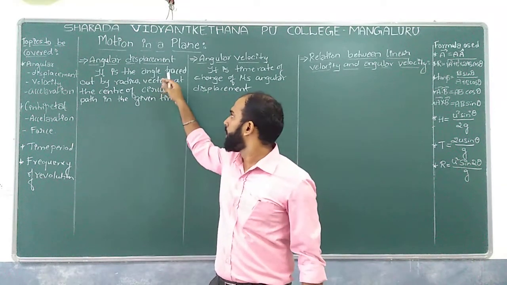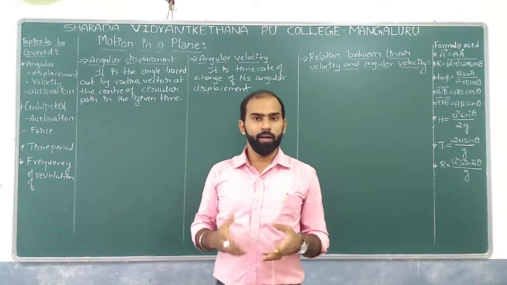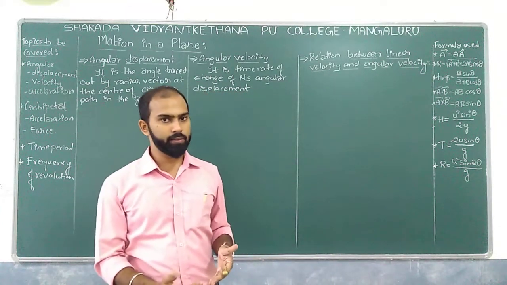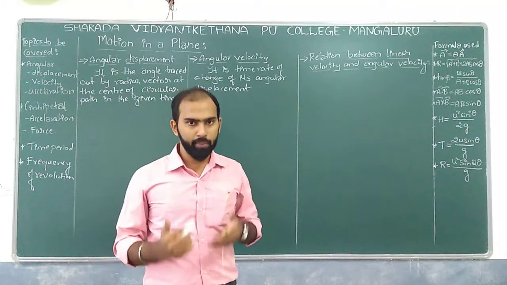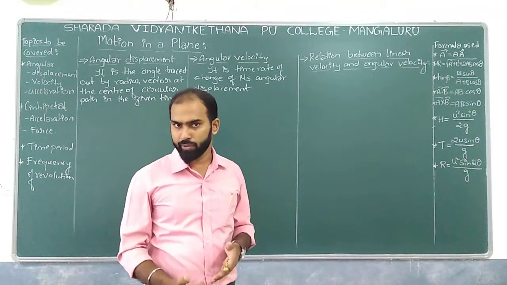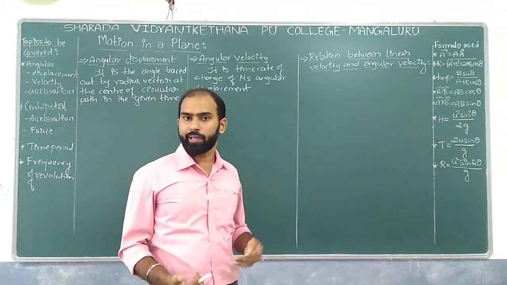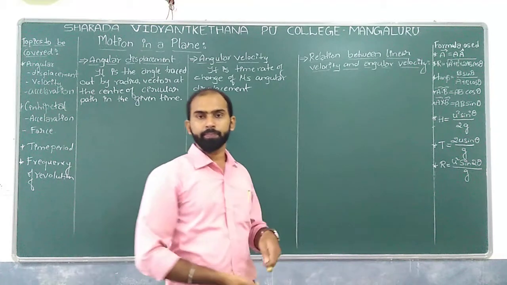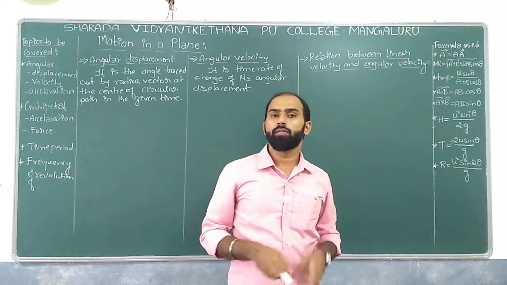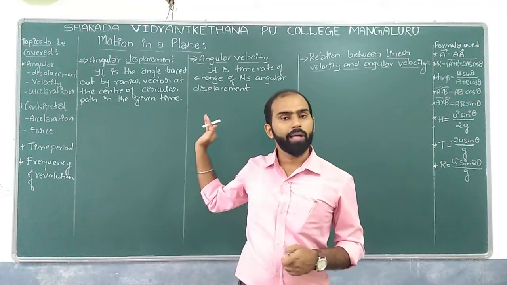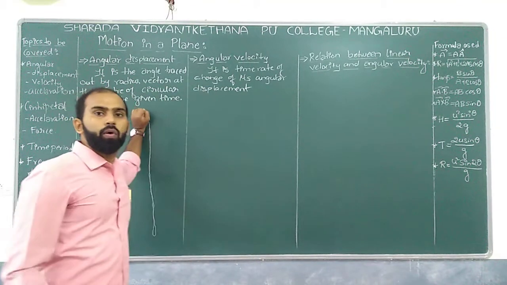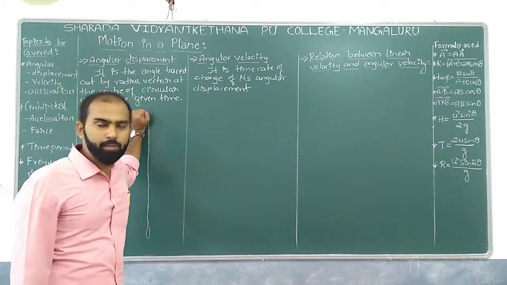Initially we'll discuss what exactly angular displacement is. Obviously you know linear displacement, which is the change in position of the object with respect to its initial position. If it is straight, we call it linear displacement. If the body is in angular or circular motion, we have angular displacement. Now, how do we define angular displacement over here?